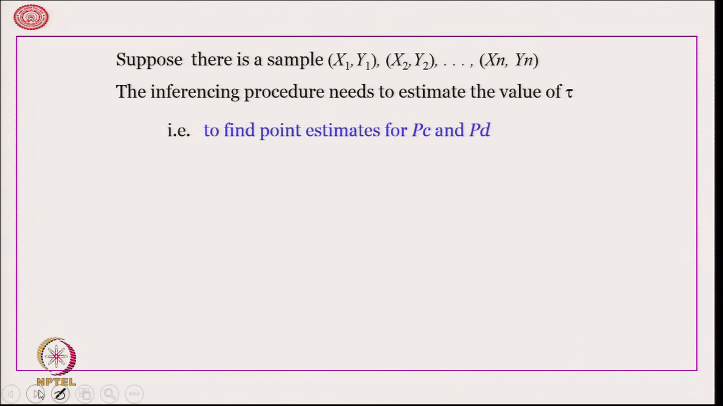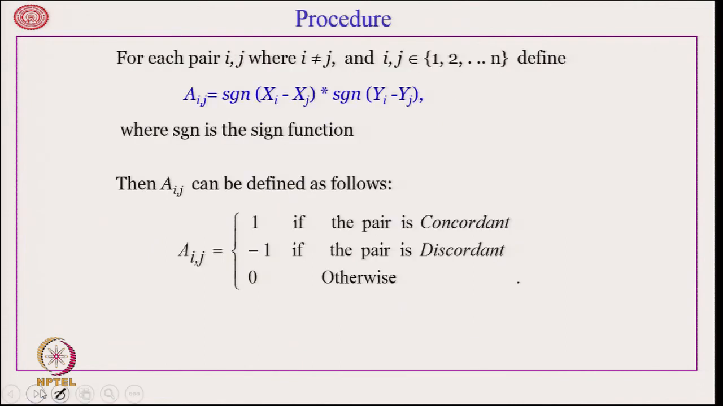Inferencing procedure. Suppose there is a sample (x1, y1), (x2, y2), ..., (xn, yn). The inferencing procedure needs to estimate the value of tau, that is, to find point estimates for Pc and Pd, the probability of concordance and the probability of discordance. So, for each pair i, j, when i is not equal to j, define A_ij equal to sign of (xi minus xj) multiplied by sign of (yi minus yj), where sign is the sign function, that means it is plus 1 or minus 1, depending upon whether it is positive or negative.